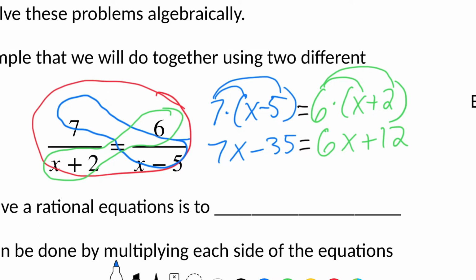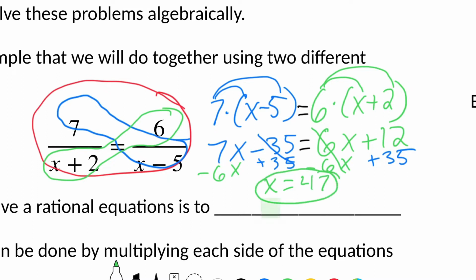And then we're going to move the 35 over by addition because it's negative right now. And the negative 35 plus 35 cancels out. We also can move the 6x over by subtraction. The 6x minus 6x cancels out. And we're left with x equals 47. So that is our example of cross multiplication. Again, this only works when you have a fraction equals a fraction.